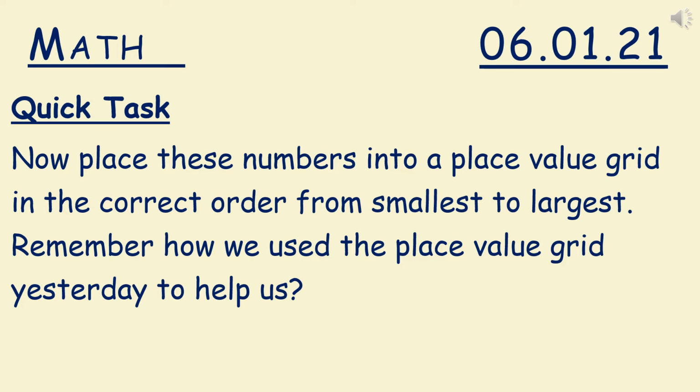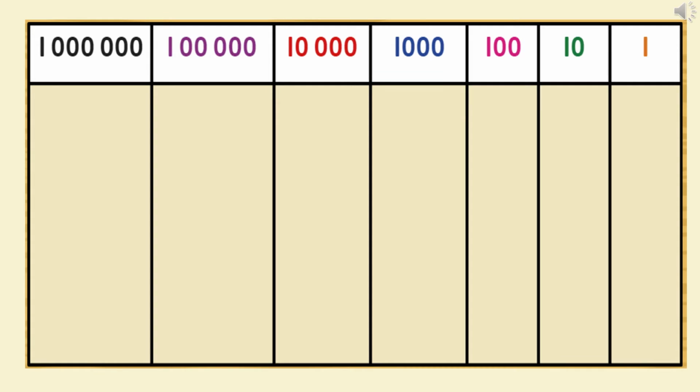You should have been able to create many 6-digit numbers using those digits in the last activity, and now we're going to use them in this quick task. Place these numbers into a place value grid in the correct order from smallest to largest. Remember how we used the place value grid yesterday to help us. Here's a place value grid you could use to help you. Take time to pause the video and copy it out into your home learning book.